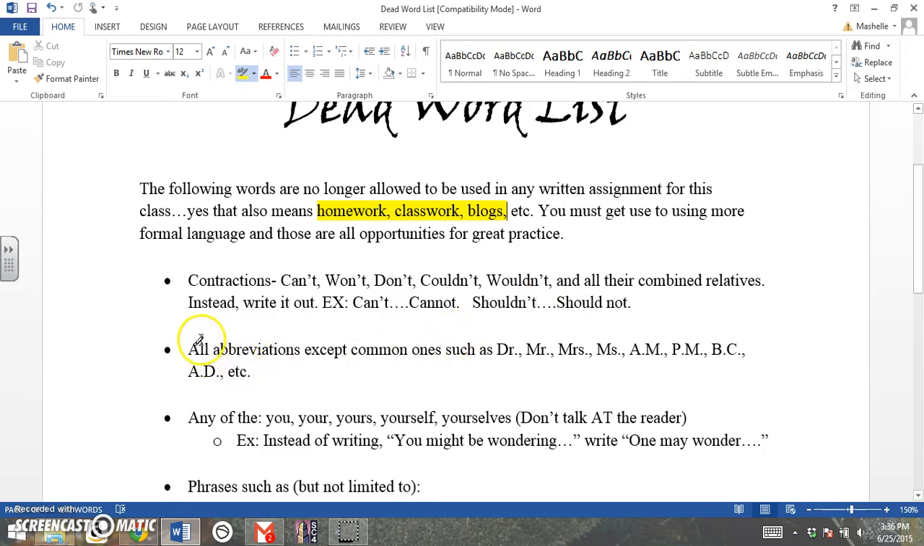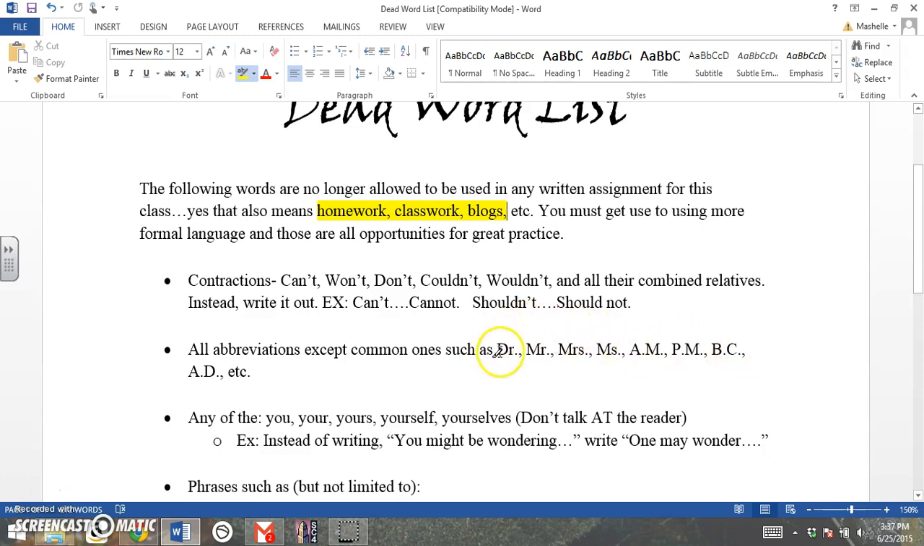Point number 2, all abbreviations. Yes, this is ampersands. Yes, this is hyphens, ellipses, dot, dot, dot. You cannot use any of those. This is where the text speak comes in as well. LOL, JK, any of those you cannot use. The only acceptable ones are these common ones that we use every day.